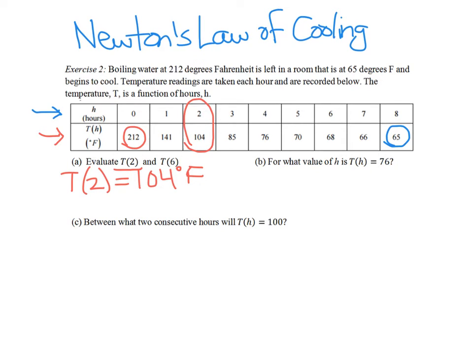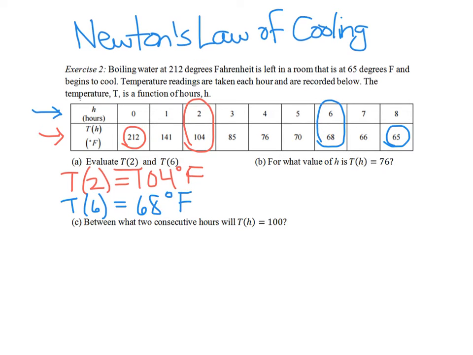Now, let's move on to the second half of part A. Now we want to look at T of 6. T of 6 just means what's the output when the time is 6. So what is the temperature at time 6? So we look at that value according to our table, and we see that T of 6 is equal to 68. And again, let's put the unit on that, 68 degrees Fahrenheit.